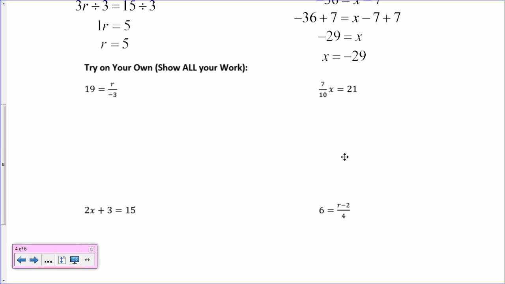Alright, so hopefully you were able to solve them all. And let's go ahead and check our answers. So 19 equals r over negative 3. That actually equals, r is equal to negative 57.